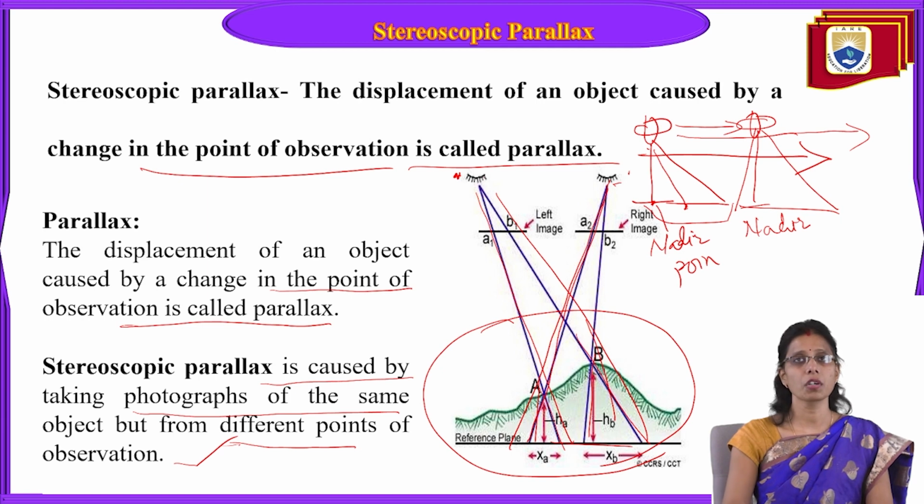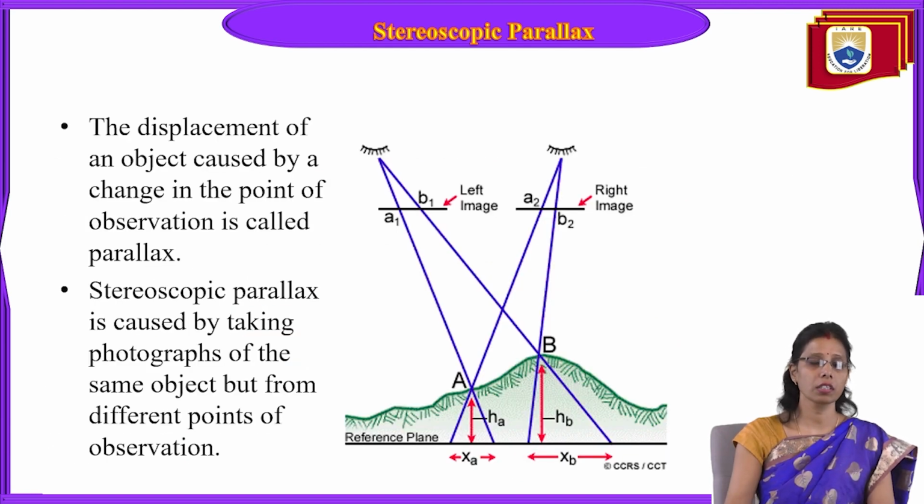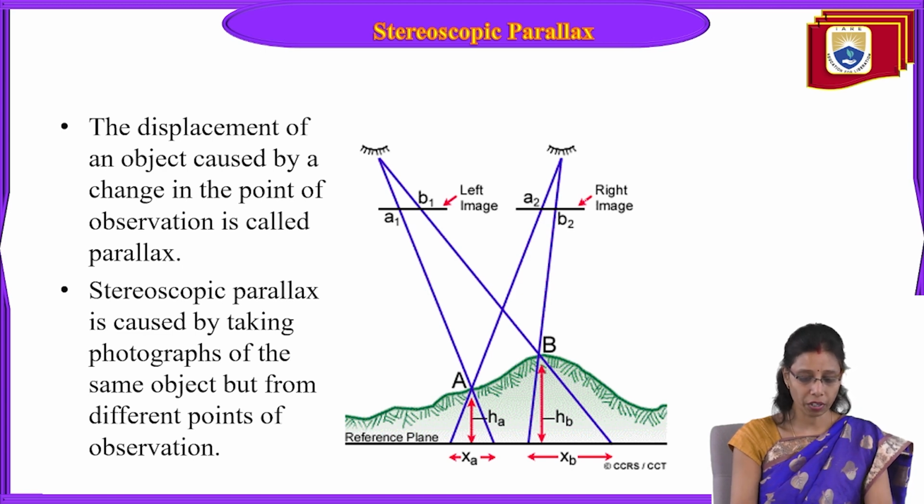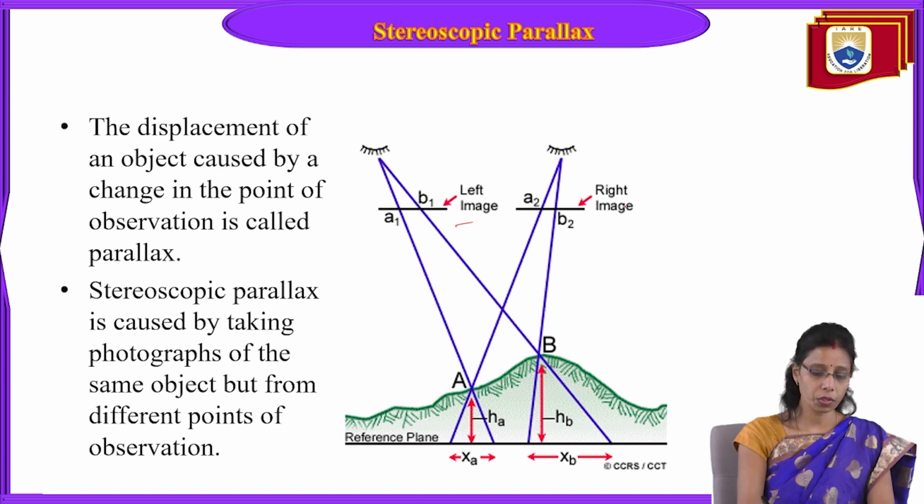Now for observing stereoscopic parallax, we have to take stereo pairs of photos. Stereo pair means adjacent but overlapping photos of the same series, of the same flight line direction. Now, this is the same image we have seen in the previous picture. This is the left image, this is the right image. This is your left eye and right eye. Once you see from your left eye, the image will be from here to here. From your right eye, the image is from here to here.